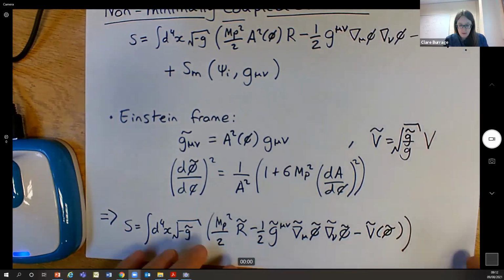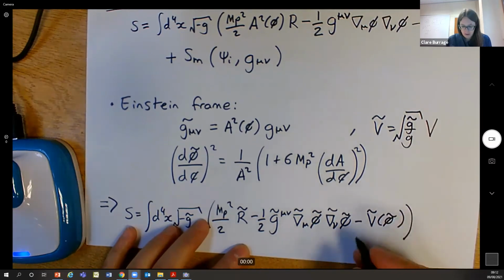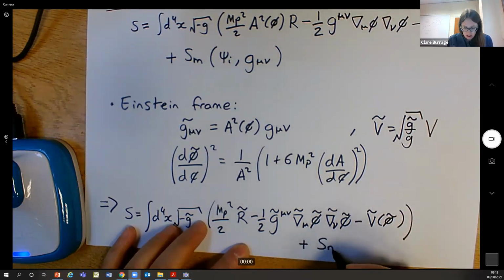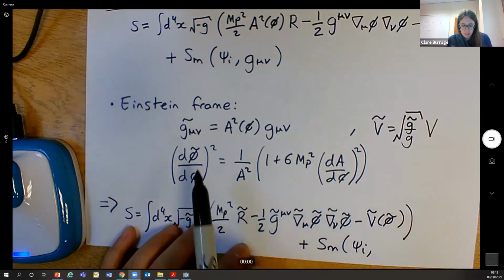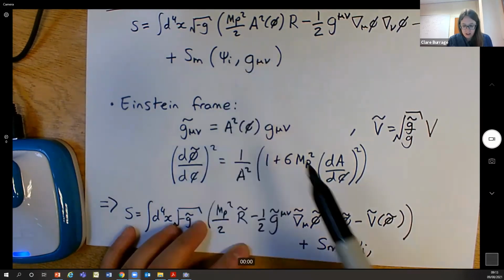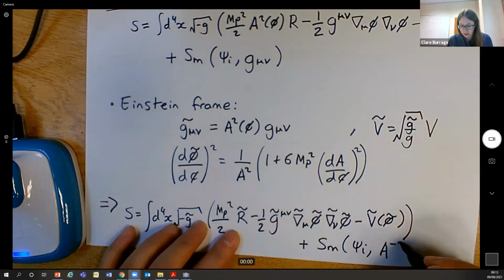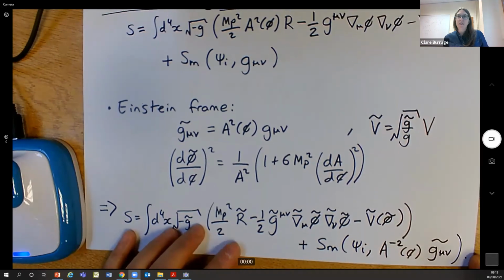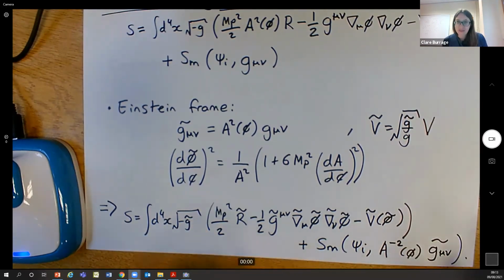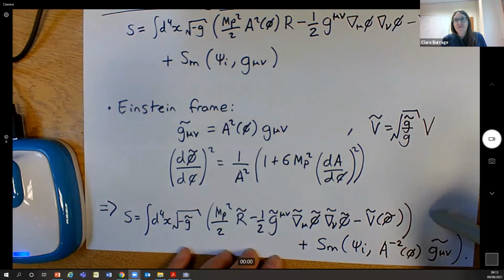And my matter fields, sorry, add those in. Well, they were moving on our old metric, but now if I want to write that in terms of g tilde mu nu, then I have A to the minus 2 of phi times g tilde mu nu. Okay, so there's no magic here. Literally all we've done is field redefinitions. And physics definitely should not change if we do field redefinitions. So the physics of the first theory should be the physics of the second theory.